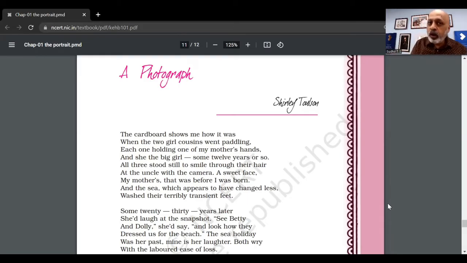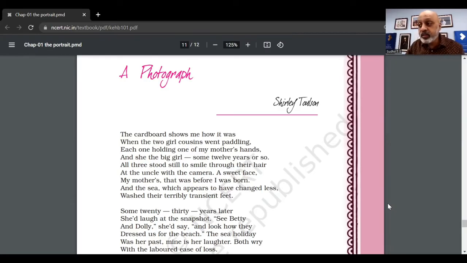So the format of the poem is in that sense very interesting, because it captures the memory of the poet Shirley Toulson for her mother while talking about the memories of her own mother about her beach holiday. So the poet is talking about her mother and also capturing the mother's memories when the mother is kind of talking about her old memories. Samjhe? Flashback ke andar flashback.